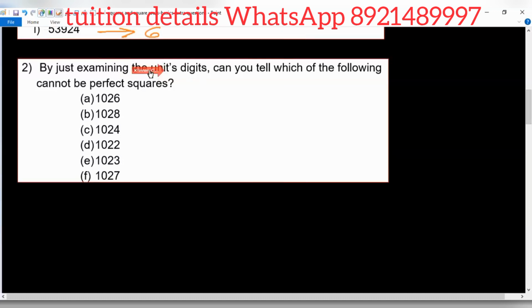See here, the first number ends with 6, so it can be a perfect square. Here the last digit is 8, so it cannot be a perfect square, because the square of any number will not end with 8. Here the last digit is 4, it can be. Last digit is 2, it is not possible. It cannot be a square number. Here 3. 3 will not be there as the units place of any square number. Then 7, 7 is also like that. It cannot be the last digit of a square number.